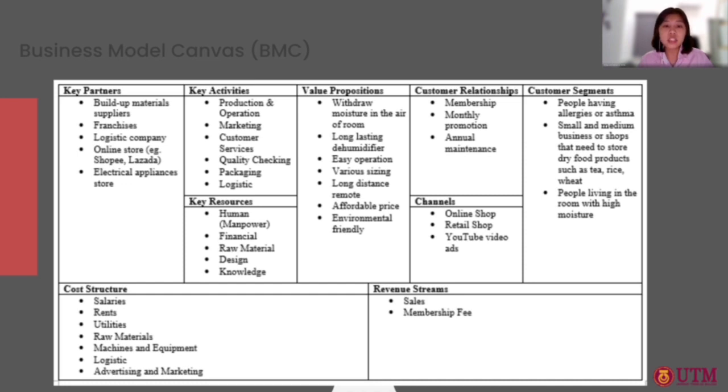Then, customer relationship. For this, membership, monthly promotion, and free annual maintenance are good ways to respond to the customer's feedback. Then our selling channels will be online shop, retail shop, and YouTube video ads, focusing on customer segments like people having allergies or asthma, or businesses that require dry conditions. And lastly, the cost and revenue are also shown to illustrate the financial flow in our production.